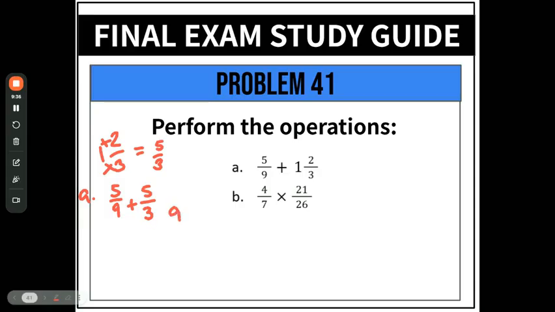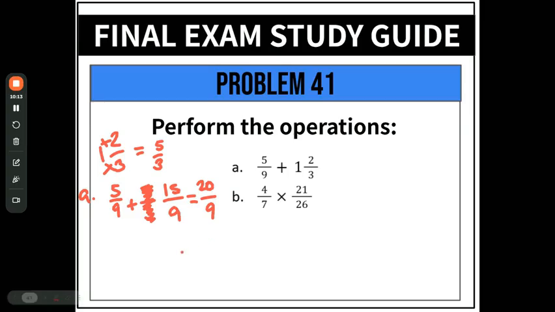Okay, so to do that, I need to multiply the bottom by 3. That means I would also need to multiply the top by 3 as well. So 3 times 3 equals 9, and 5 times 3 gives me 15. This is my new fraction here. Now I can add. So the denominator will stay the same, and I will add the numerators, and that will give me 20 over 9.